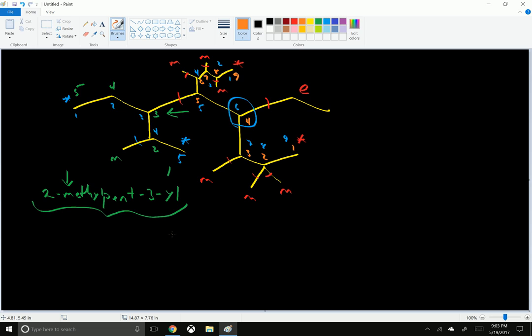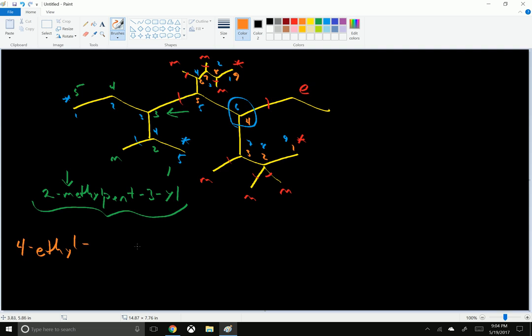So we have, in order, 4-ethyl. Now, what comes first? Methyl or methylpent-3-yl? Ignore the number. Just go with the letters. Nothing always comes before something. The methyl simply ends before methylpentyl does. So methyl is going to come first.